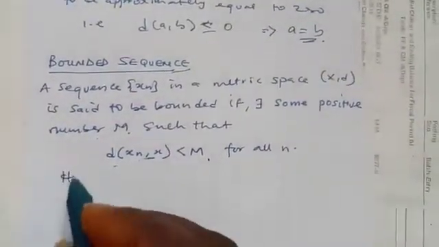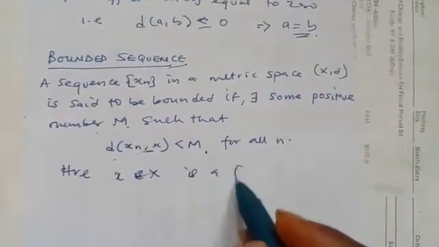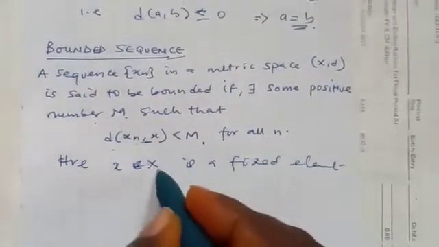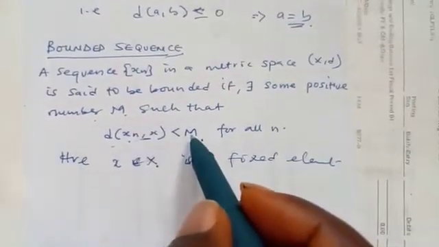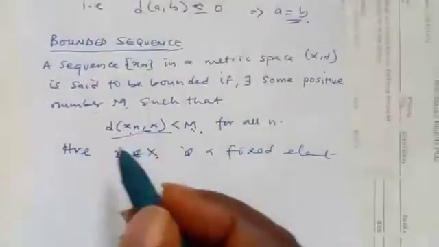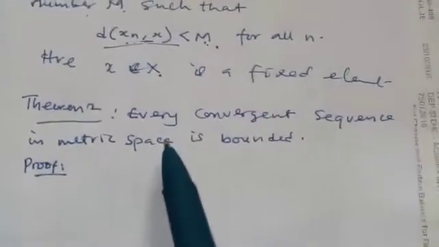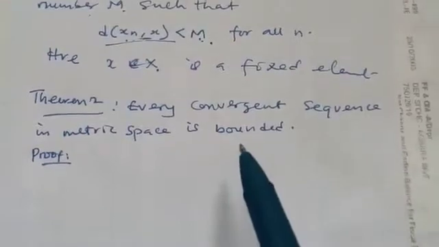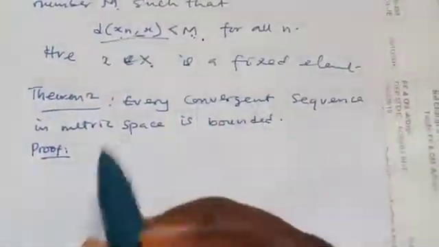Here we assume that this s is a fixed point, a fixed element in X, while this is a sequence, and this is a positive number that the metric is less than. So we'll consider the following theorem. Every convergent sequence in a metric space is bounded. We want to prove it.